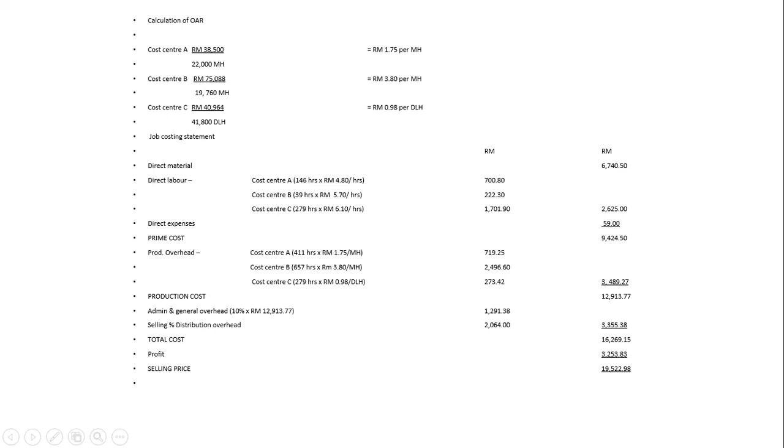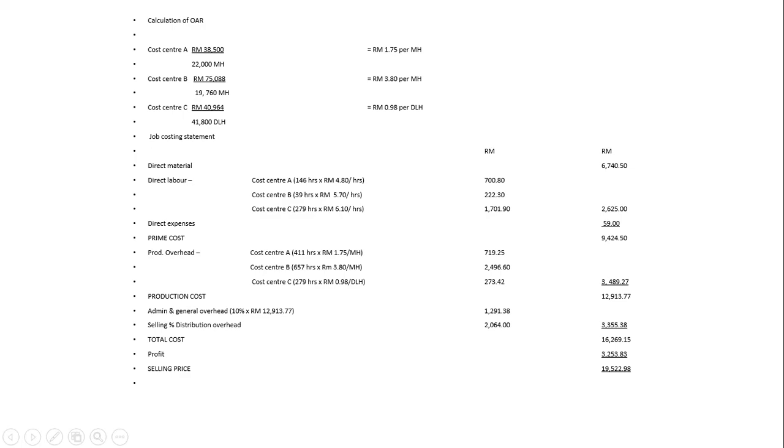How to calculate OAR? You have the budgeted overhead just now for cost center A, 38,500, divided by the basis of 22,000 machine hours. Then we get 1 ringgit 75 cent per machine hour. Cost center B, 75,088 divided by 19,760 machine hours. Then we get 3.8 per machine hour. Same goes for direct labor in cost center C. We base it on direct labor hours, and we get 0.98 per direct labor hour. So this is the first step before you start preparing the job costing statement.